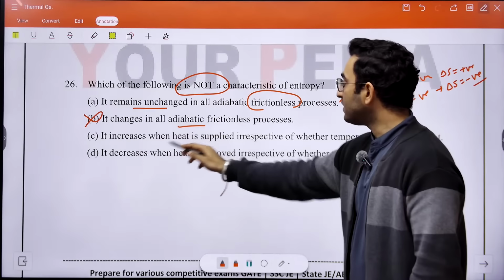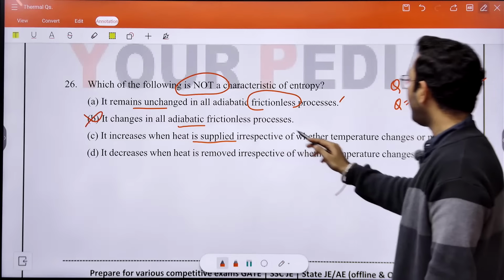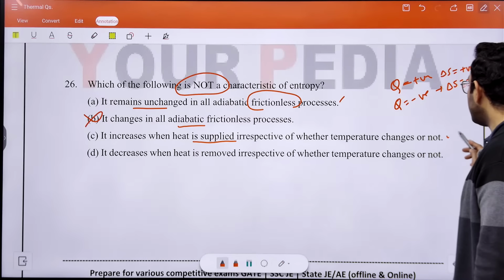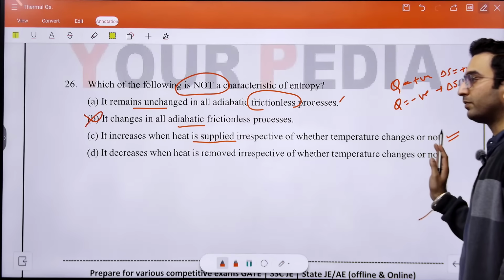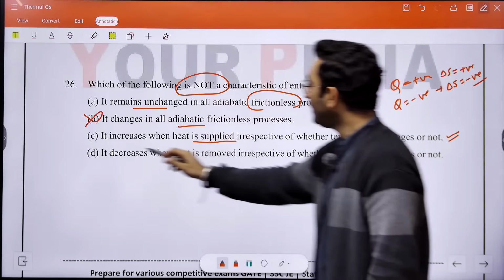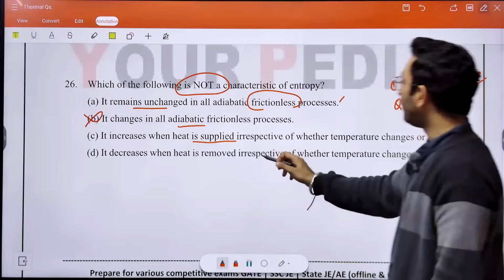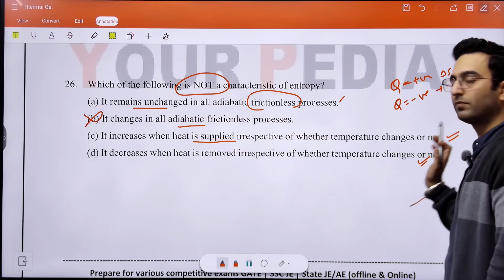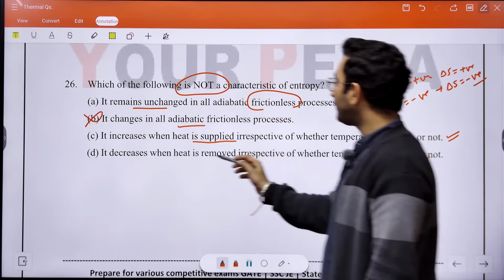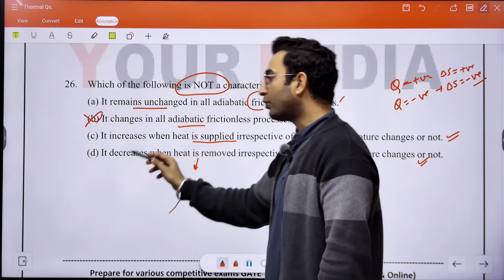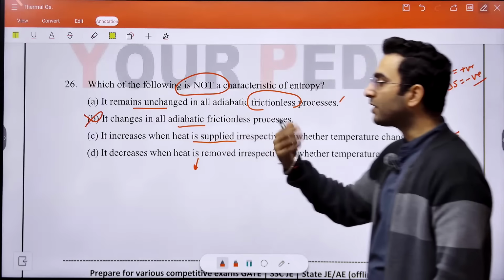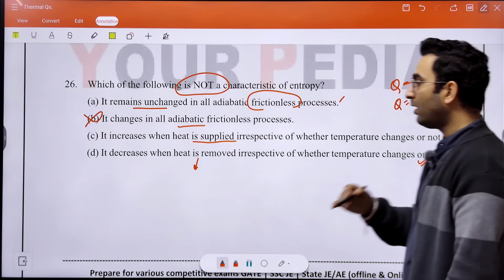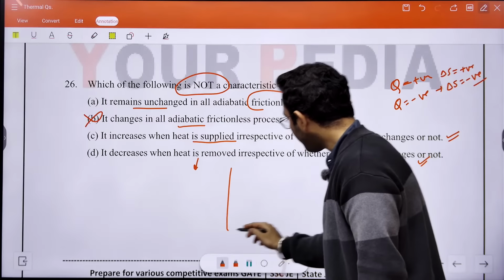It increases when heat is supplied, irrespective of whether temperature changes or not; that is a correct statement. It decreases when heat is removed, irrespective of whether the temperature changes or not; that is also correct. Because if heat is removed, then the entropy is going to decrease, because the heat is taking away some unavailability with it. Now just give me one answer here.